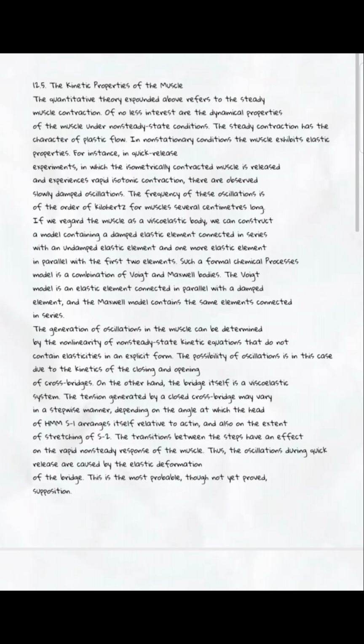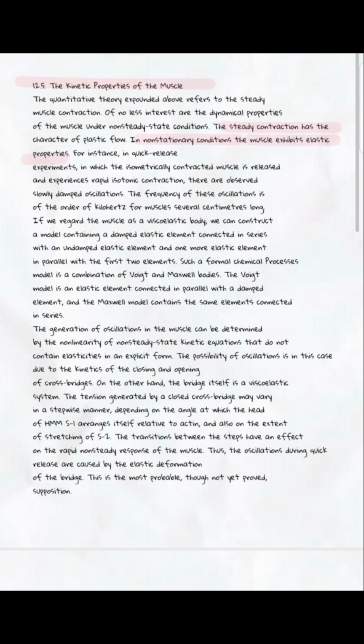So here is my second topic, the kinetic properties of the muscle. The quantitative theory expounded above refers to the steady muscle contraction. Of no less interest are the dynamical properties of the muscle under non-steady state conditions. The steady contraction has the character of a plastic flow. In non-steady conditions, the muscle exhibits elastic properties.